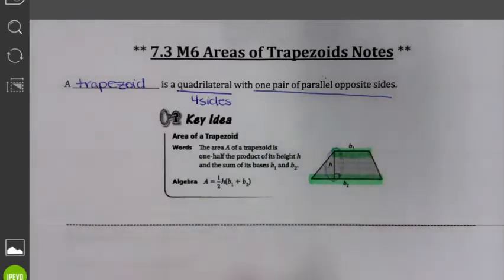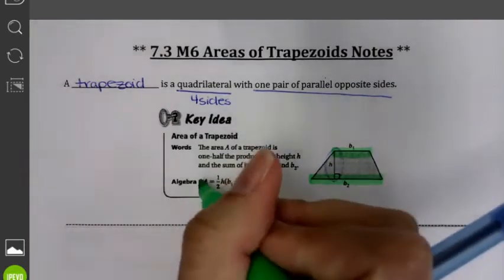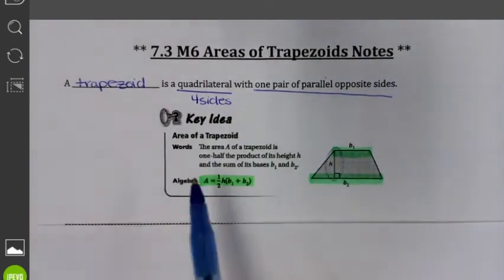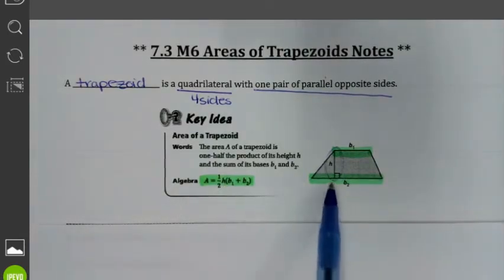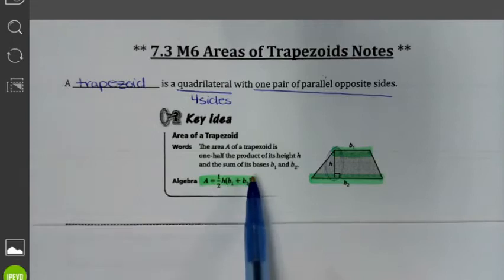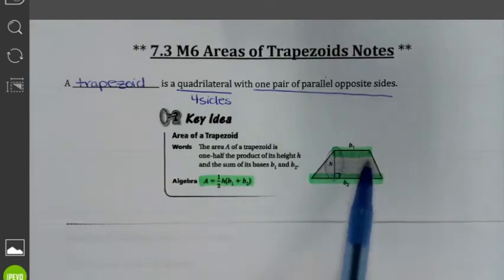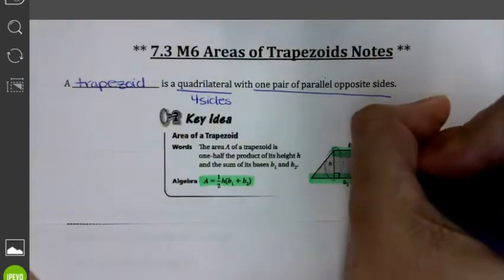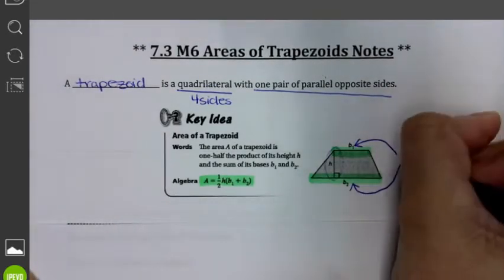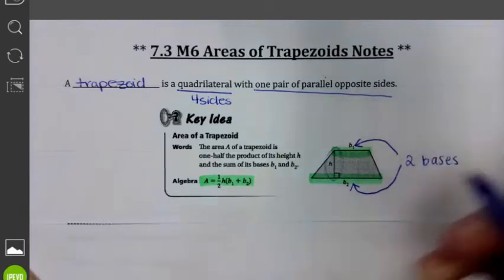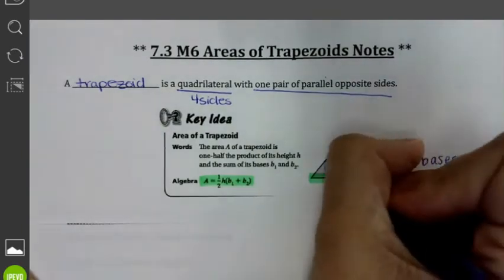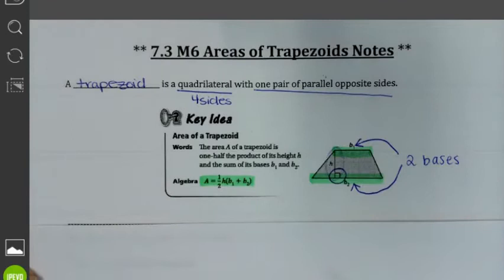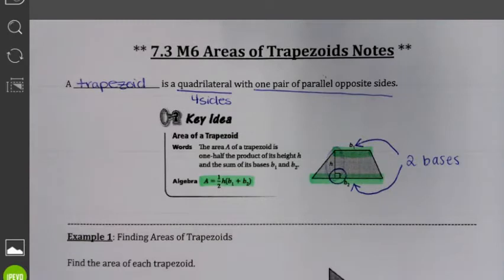So here is the trapezoid area formula, which says area equals 1/2 times the height, which is right here, times the sum of the two bases, because the bases are the two parallel sides. So trapezoids have two bases. So again, 1/2 times the height times the sum of the two bases. And remember, the height has to create a right angle with the two bases, just like with parallelograms and triangles. It's the same rule.